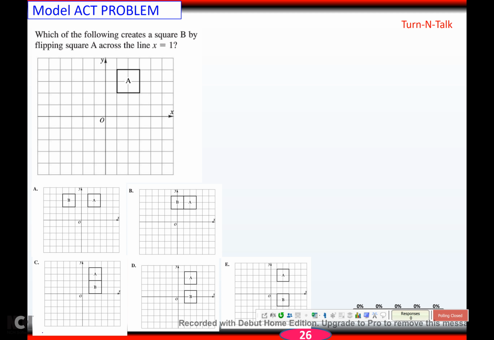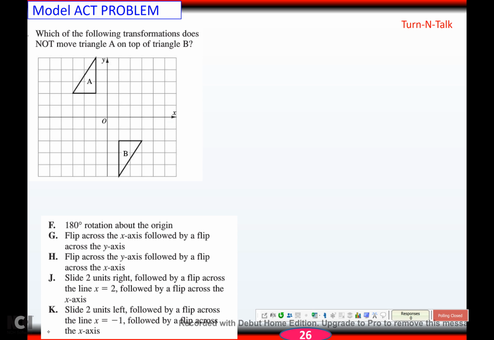And hopefully you got B. Okay, which of the following creates square B by flipping square A across the line x equals 1? Well, here's x equals 1. So there is my x equals 1 line. So to reflect it over, it would be like that. Okay. Try this one, hit pause, come back when you're ready.